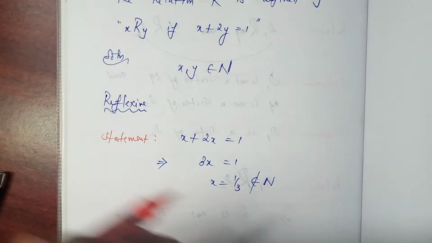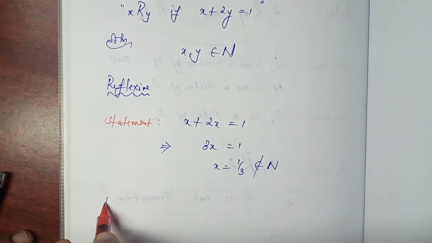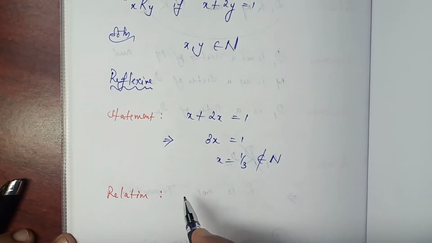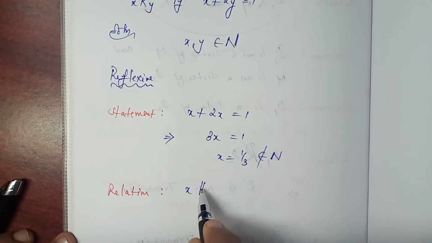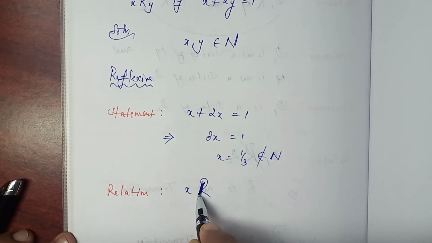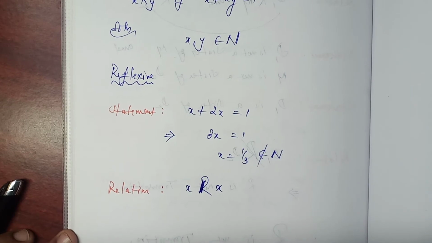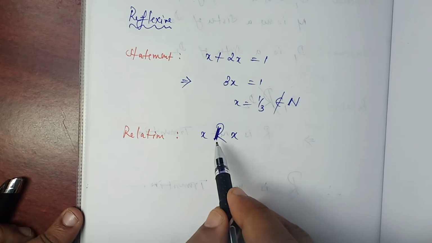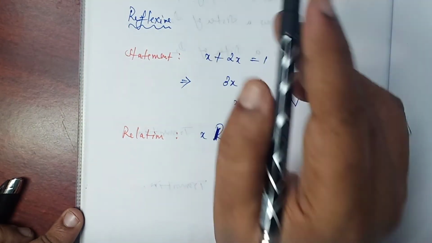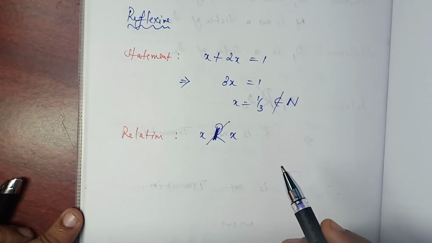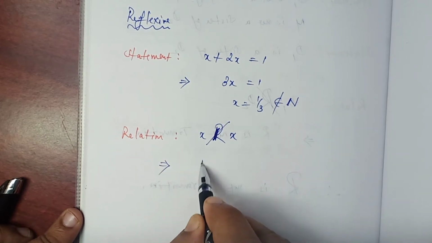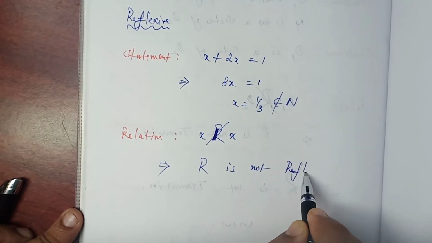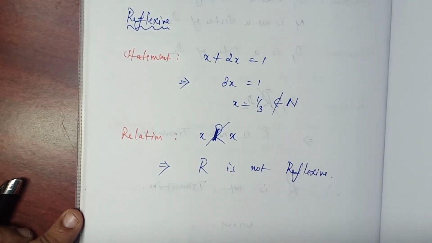Then, in the relation, we have to mention x is not related with x. This is against the given statement, so you have to mention not related, which implies R is not reflexive.